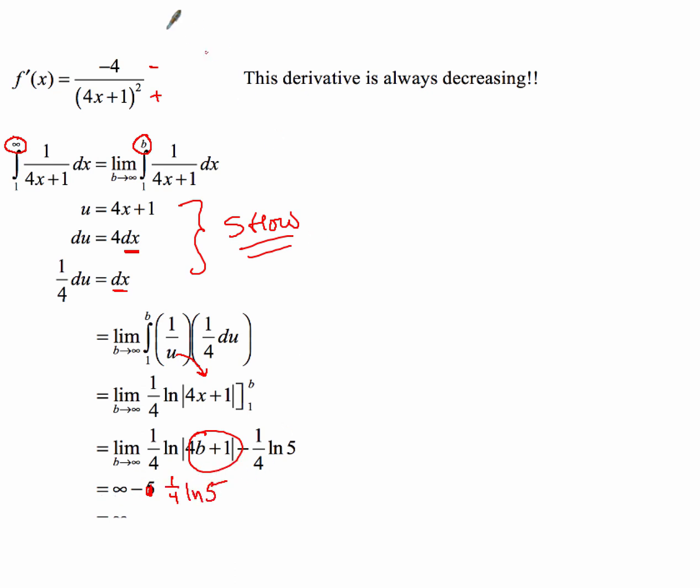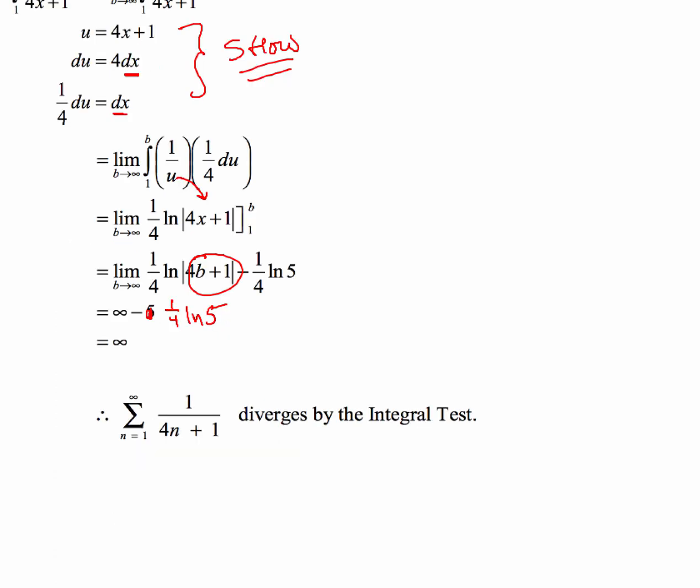And of course, if you have infinity minus a number, you are going to get infinity. So your final conclusion is that the series from n equals 1 to infinity of 1 over 4n plus 1 diverges by the integral test.